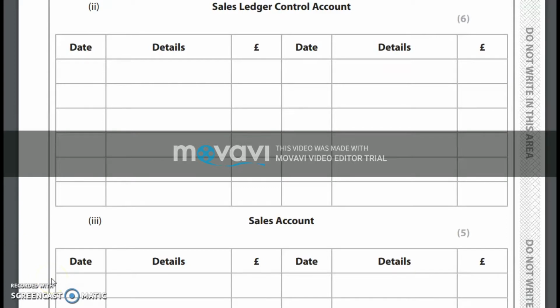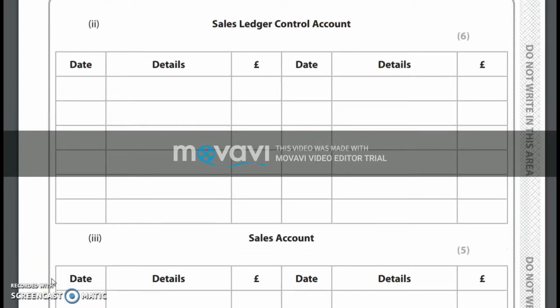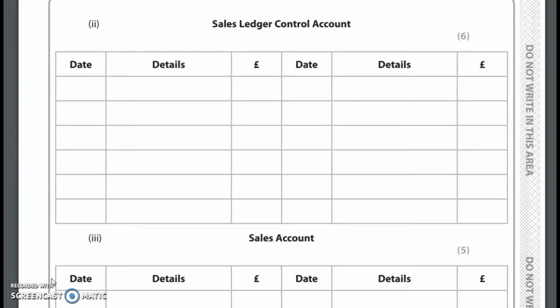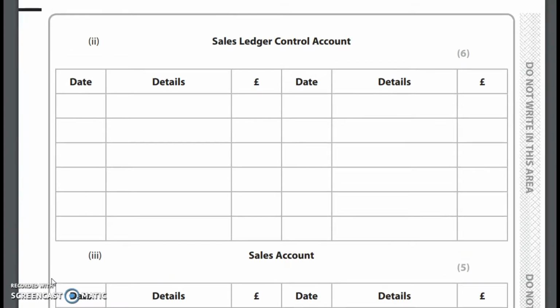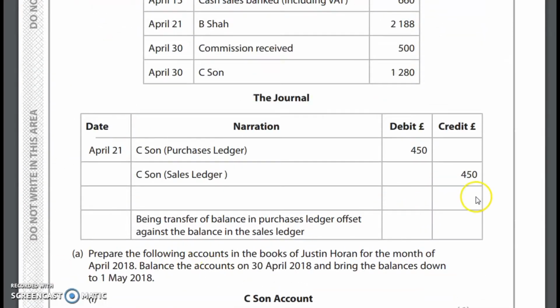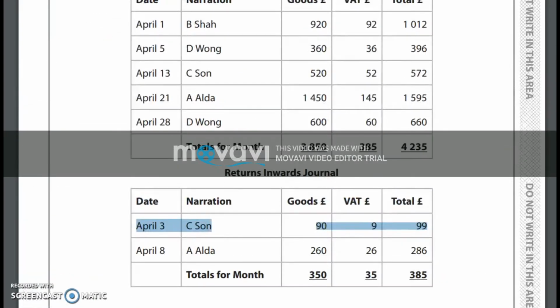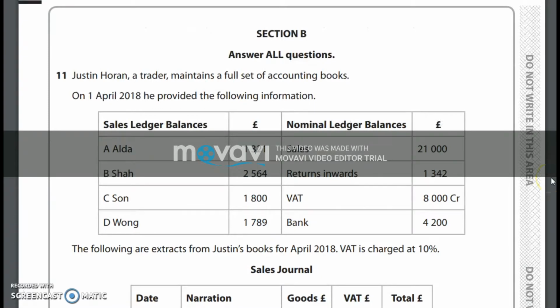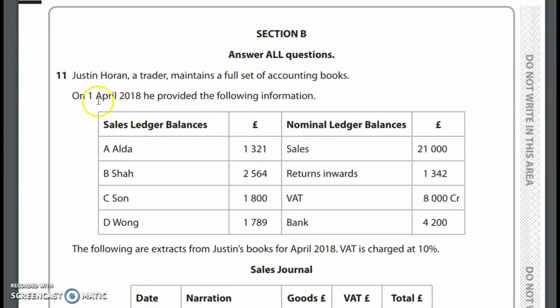Considering part 2 tells us to prepare the sales ledger control account. So actually, sales ledger control account is a summary of all the totals relevant to the debtors or to the trade receivables. So to complete the sales ledger control account, first of all, we need to see the total balances in our sales ledger. So as you can see, at the beginning of the question, they told us that on 1st of April 2018, the sales ledger balances are these.